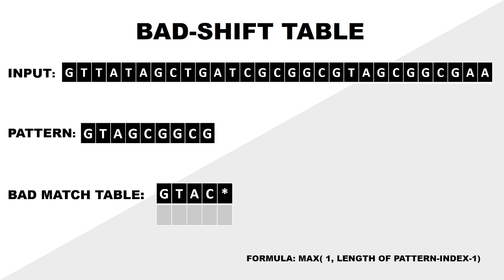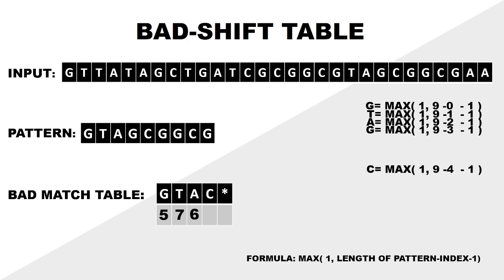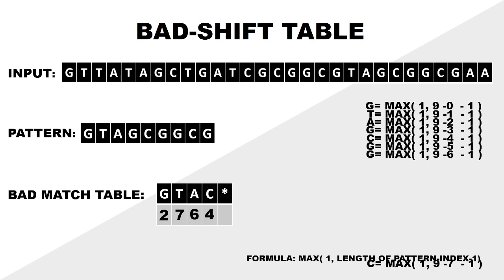In constructing the bad shift table, we are going to use the formula there, which picks the max of either 1 or the total length of the pattern subtracted by the index minus 1. And that's how it's going to go on. That's 8, that's going to be 7, 6, and then the G is going to be overwritten, and the cycle just continues. And 9, which is any random character.